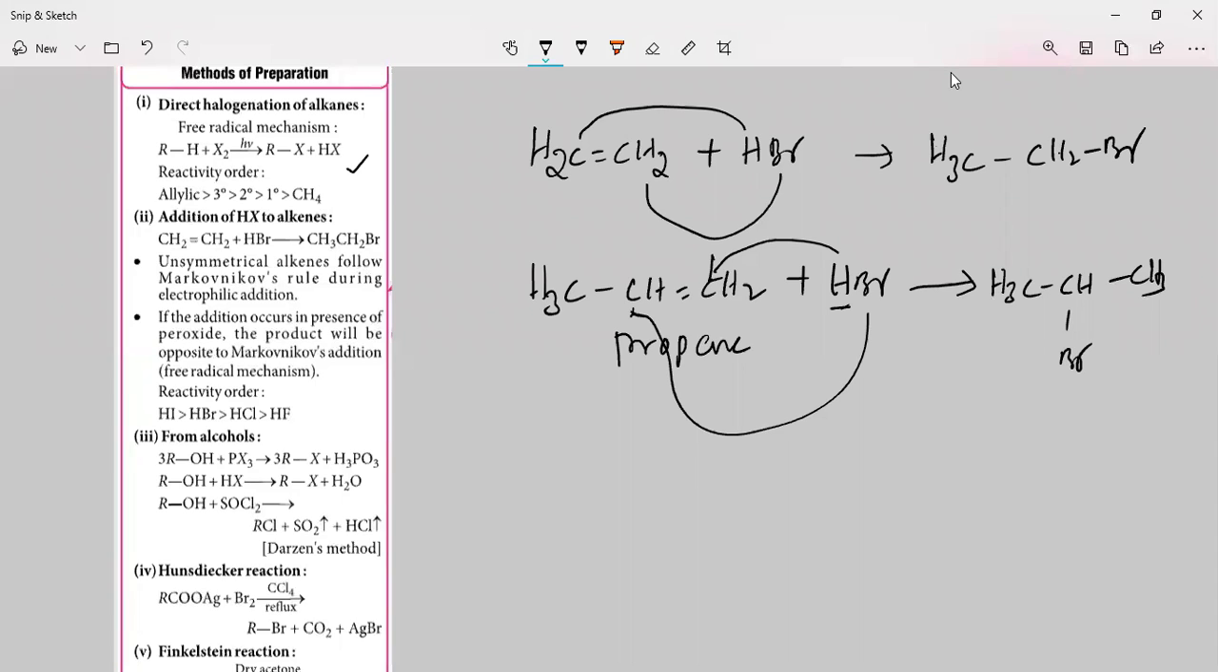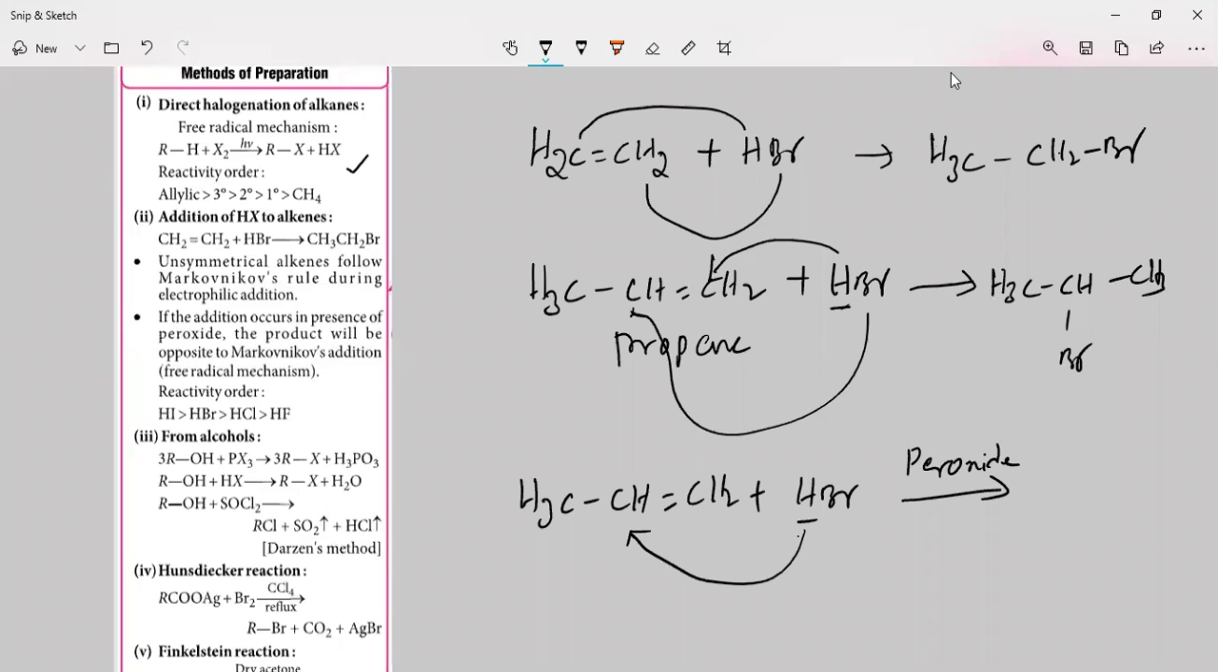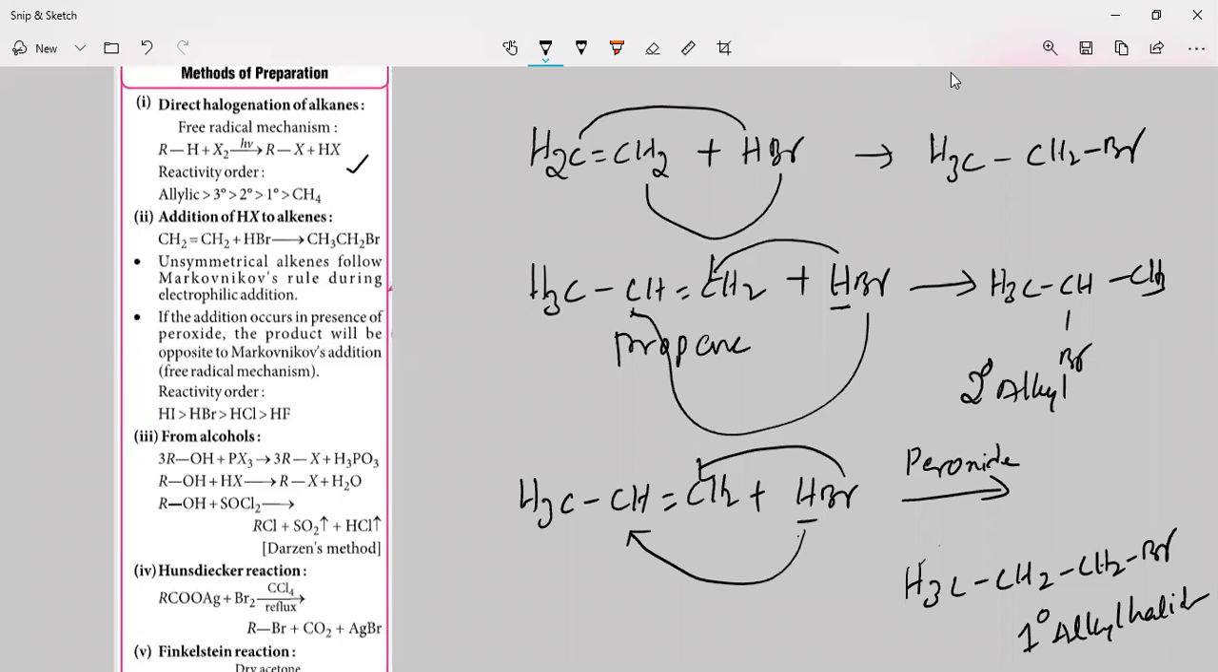Suppose you are taking the same propene and doing addition with HBr in the presence of peroxide catalyst. In this case, what happens? This hydrogen will go to the carbon which has fewer hydrogens, and this bromine will attach to this carbon. Reverse. This we are calling anti-Markovnikov, giving CH3CH2CH2Br. So anti-Markovnikov gives a primary alkyl halide, right? In Markovnikov, we get a secondary alkyl halide. This is the addition of HX to alkenes.